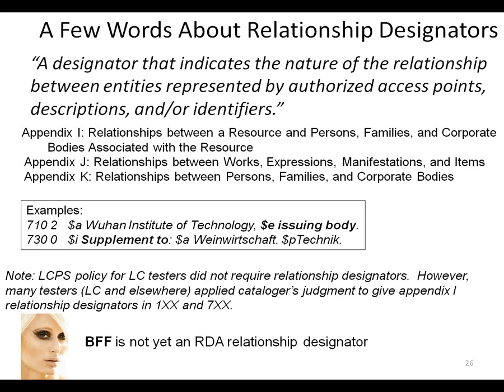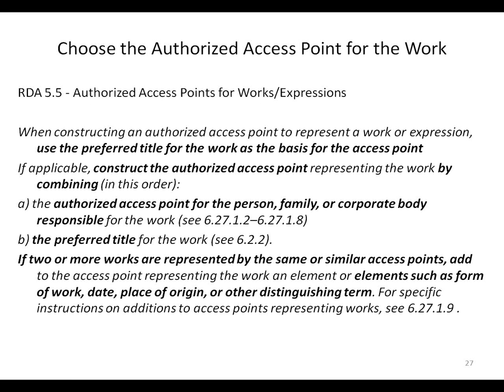So if there was a need for you to designate a different type of relationship than what is listed in those, then you are able to do that. So maybe sometime we will have BFFs between name authority records.